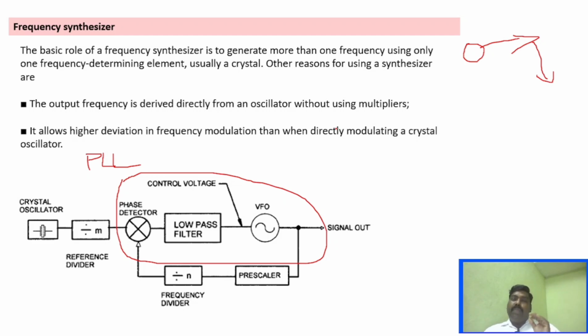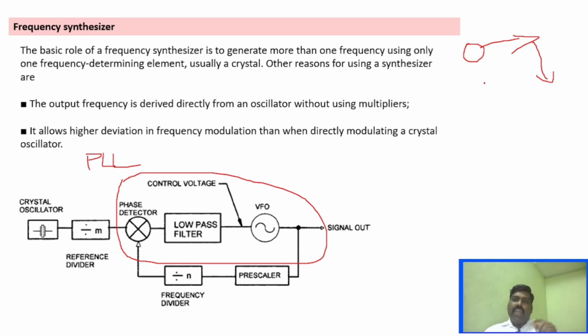PLL is normally used from computing to communication devices. It has a wide range of applications in most electronic circuits, right? Predominantly in communication, it is used for achieving synchronization, and it is used for modulation and demodulation purposes, in order to recover the clock signal, right? So these are the main applications of PLL. It is used in almost all electronic devices and communication devices.